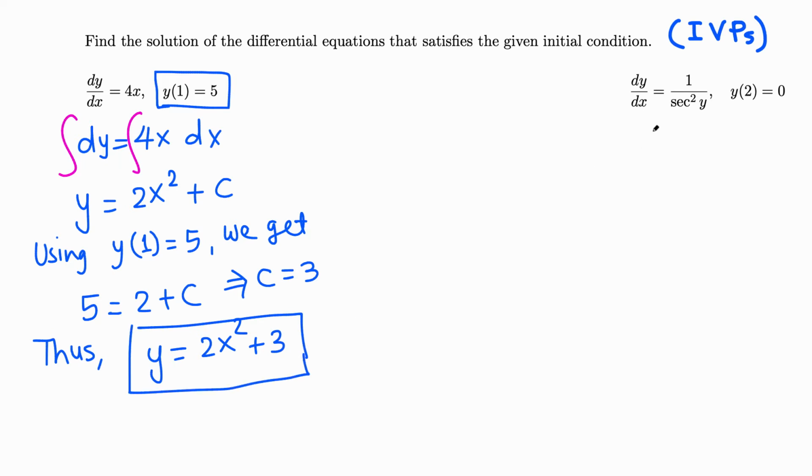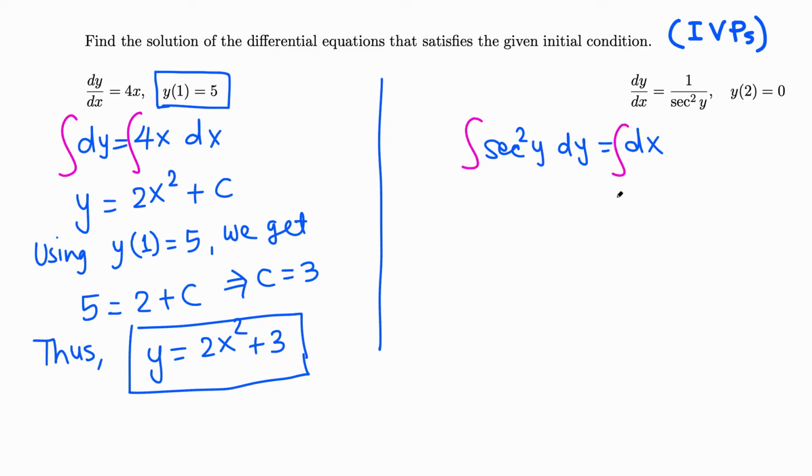Okay, let's do the problem on the right side. Writing in terms of differentials, we can write secant squared y dy equals dx. Now that we separated the variables, we can integrate both sides. We know that the derivative of tangent x is secant squared x, which means the antiderivative of secant squared is tangent. Here the variable is y. The antiderivative of 1 is just x, plus c.